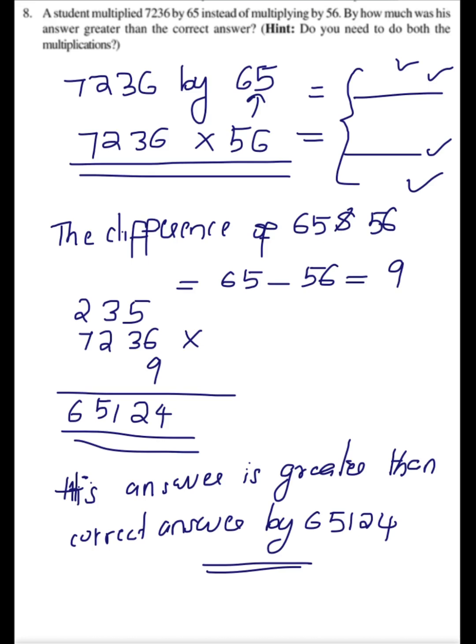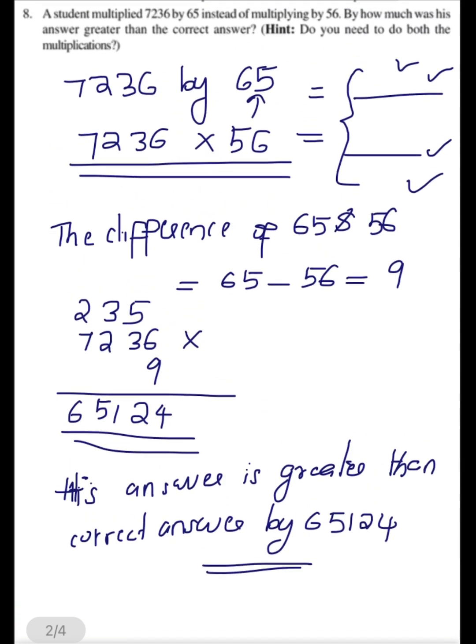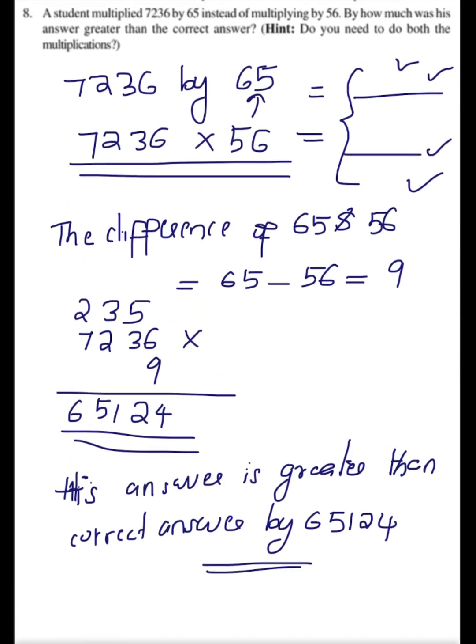How will you check this? You can just check this answer by multiplying 7236 by 65. Similarly, multiplying 7236 by 56, and you just take the difference. Then also you will get the same answer. Okay, let's do it.